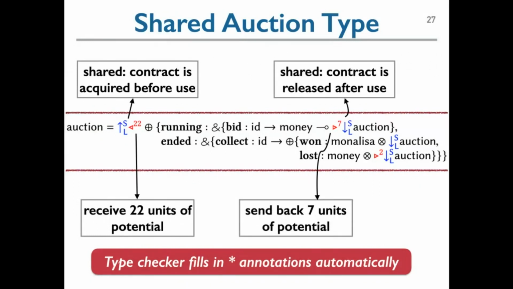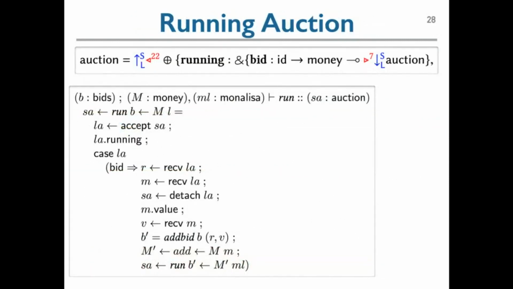Okay, so as one last thing, I just wanted to show a little bit of session type code. So here I'm showing the code for the running phase of the auction, where bidders are placing their bids in the auction. So here there's this run process which stores the list of bids in the variable B, the total money in the variable M, the Mona Lisa painting in ML, and it offers this shared auction, which has this auction type, so the channel SA. And so here you will see how closely the code correlates with the actual session type itself.